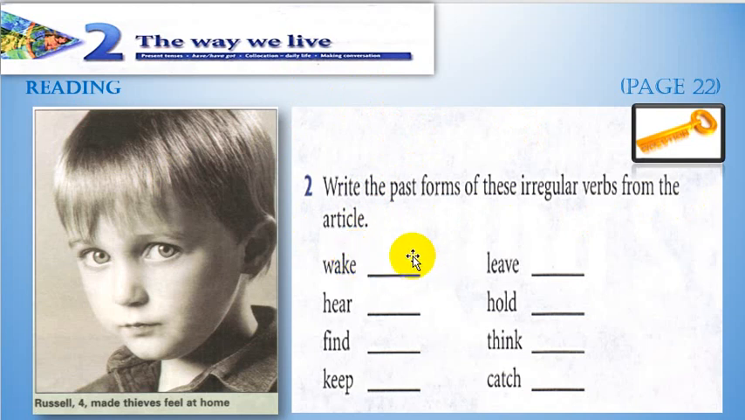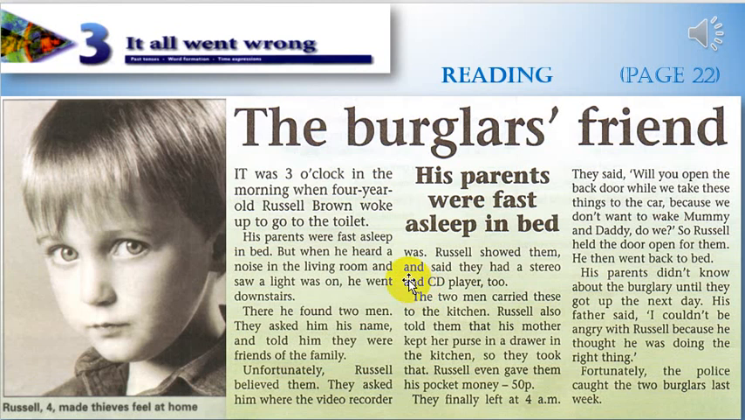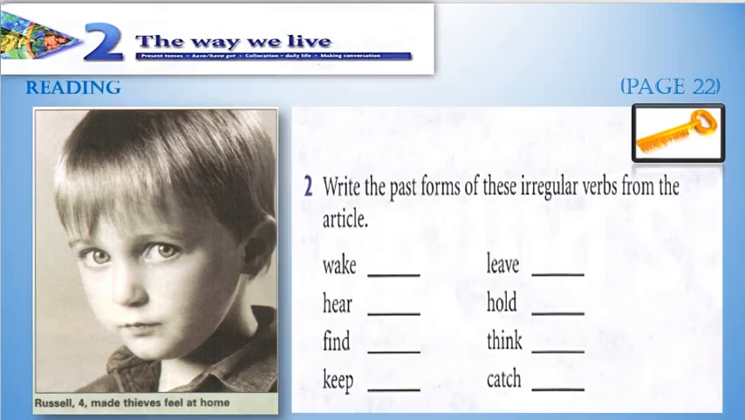Woke, okay. Hear, heard. Find, found. Keep, kept. Leave, left. Hold, held. Think, thought. Catch, caught. You can find these verbs in the article. Here you can find it in the article. Okay. Now, as you can see here, wake, catch, caught. So the verbs of this exercise are in the previous text.